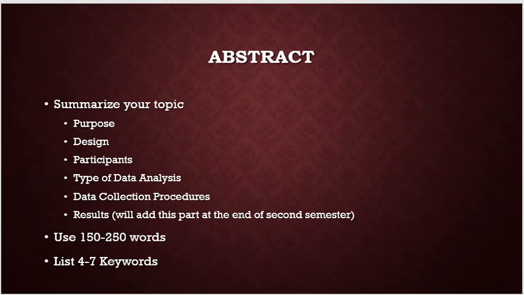The methodology paper includes an abstract, because at this point in your research proposal, you have enough information to compose a complete research proposal abstract. In this abstract, please summarize your topic by reporting the purpose, the design, the participants, the type of data analysis, and how you will collect the data. For data collection procedures, state whether it is a survey submitted through Facebook, delivered in a classroom, or handed out in person. List 4 to 7 keywords and use approximately 150 to 250 words.